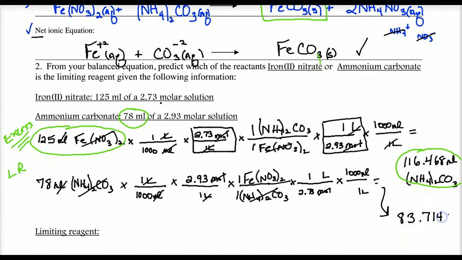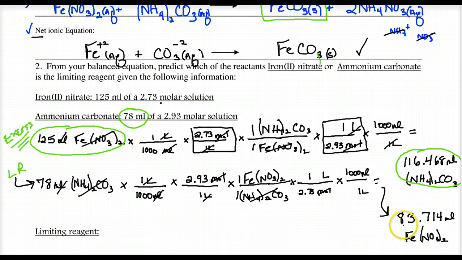I get 83.714 milliliters of iron nitrate. What does that represent? That tells me exactly how much of the excess chemical I needed to make all of my ammonium carbonate disappear. If you check this out, 78 milliliters of ammonium carbonate, for all of it to disappear and be the limiting reagent, I have to have enough iron nitrate.